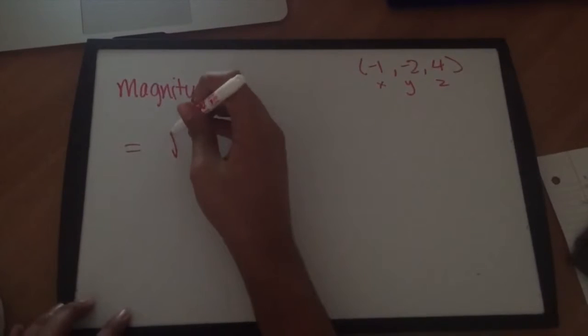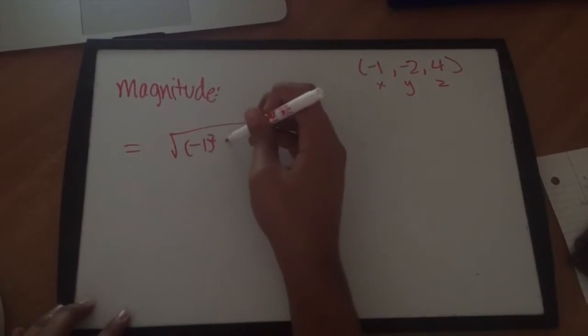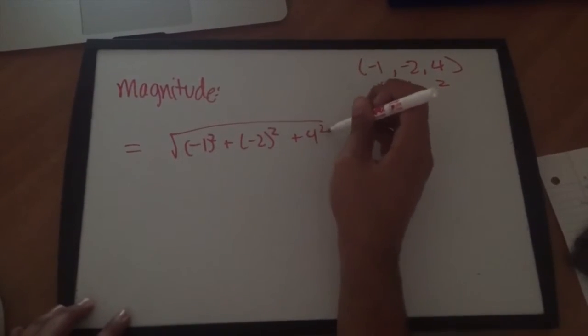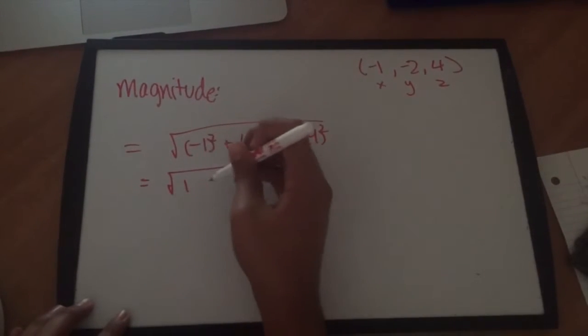To find the magnitude of an ordered triple, first you square x, y, and z. Next you add them together, and then finally square root the answer.